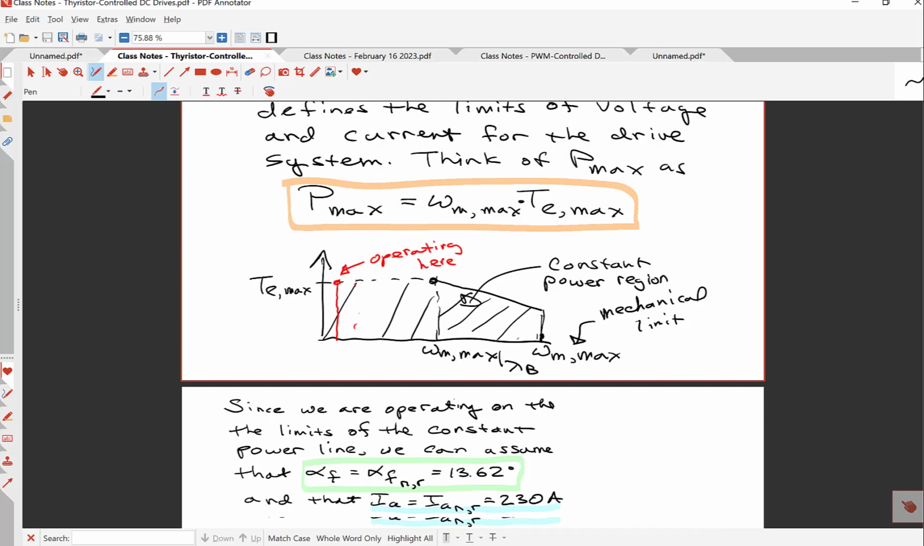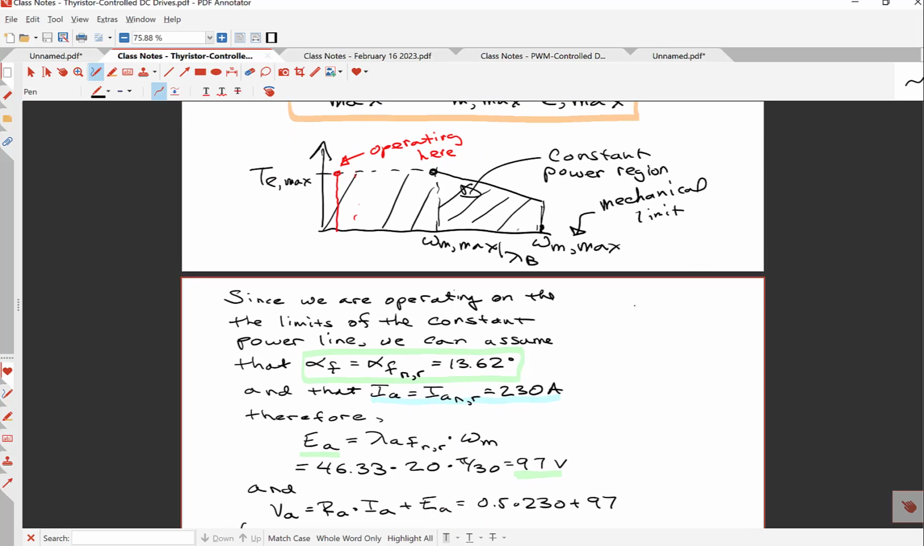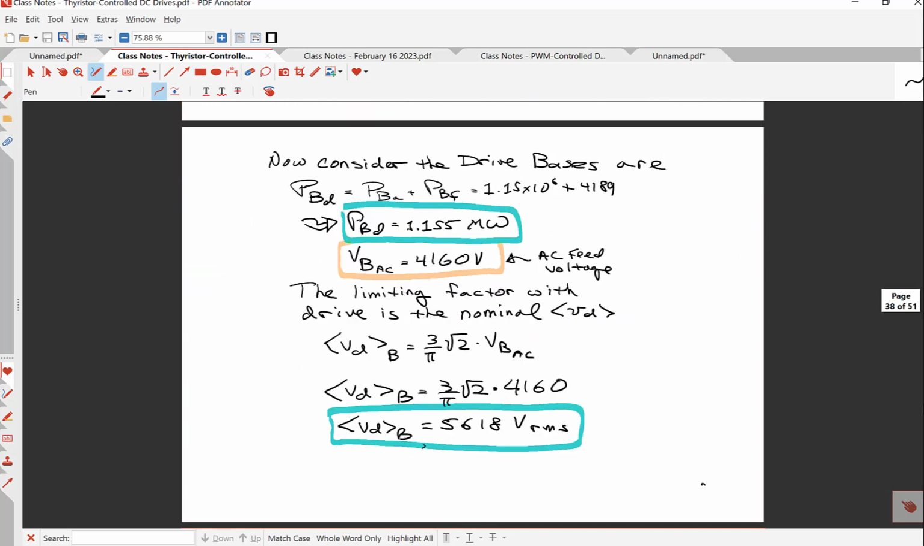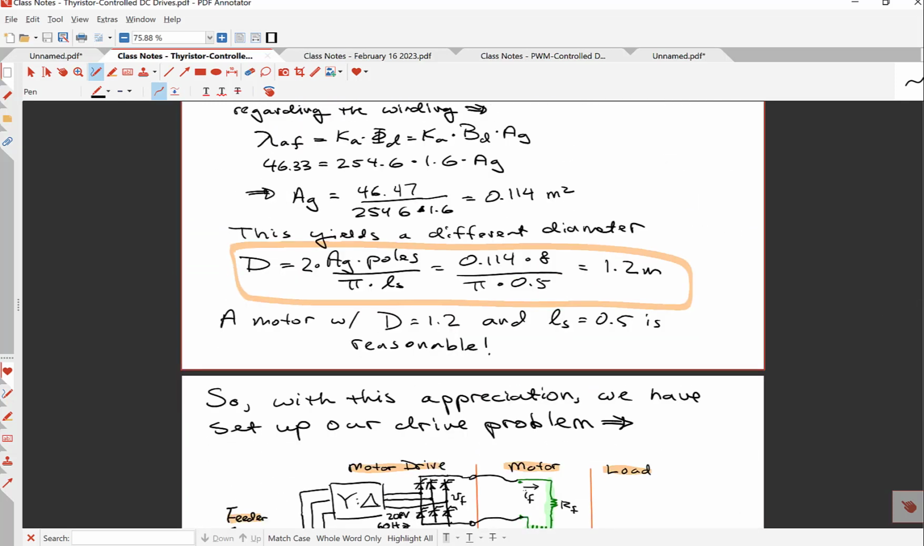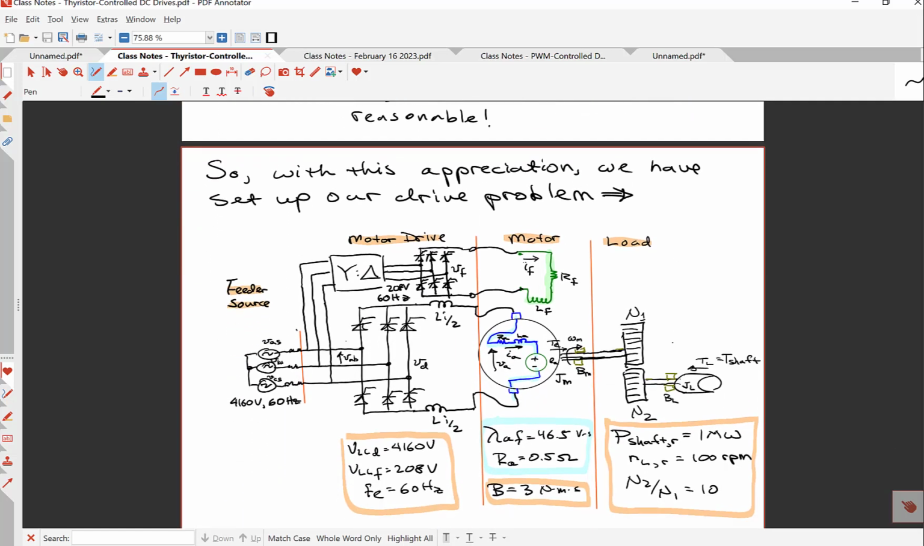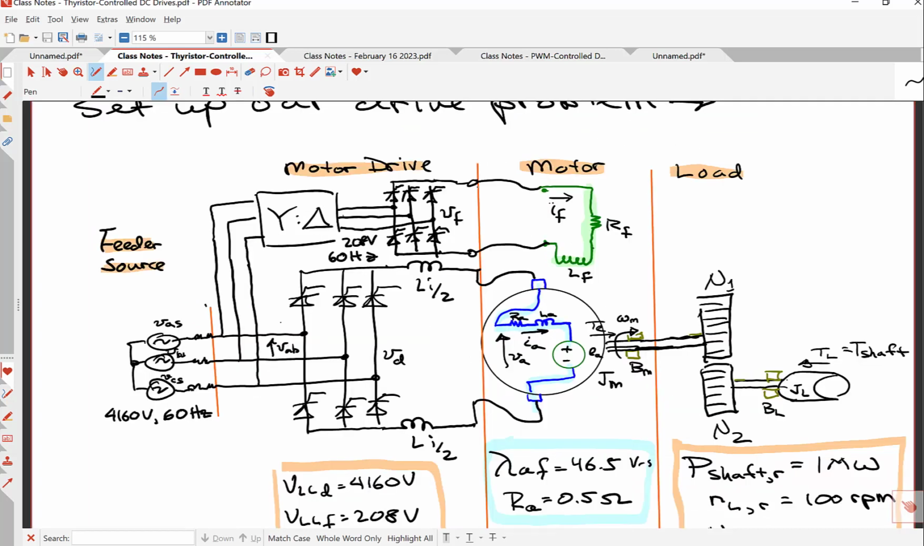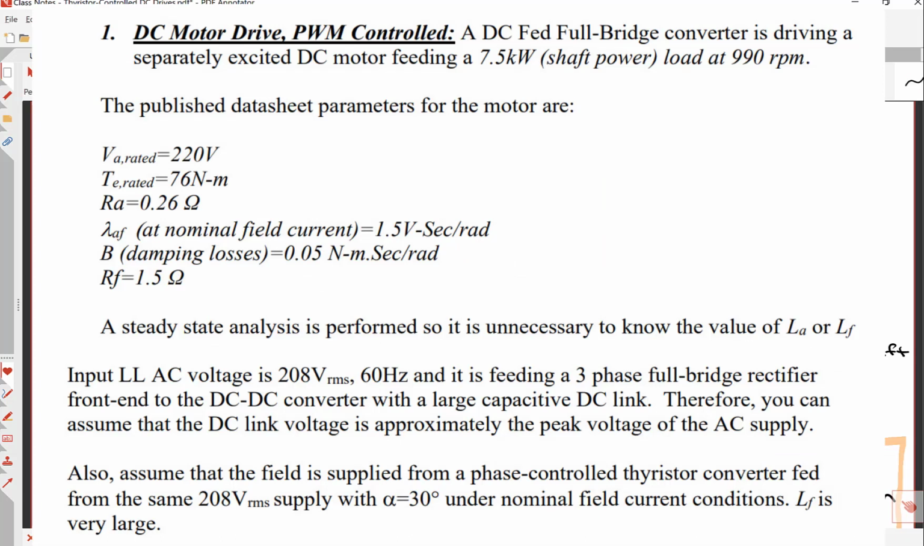The field control is alpha F. So we've gone through this in class also. So we go up to the picture of the drive. You've got your field right here. That's your field, right? This is your armature. And here the control variable is alpha F. So what you're supposed to do is find alpha F for that case.